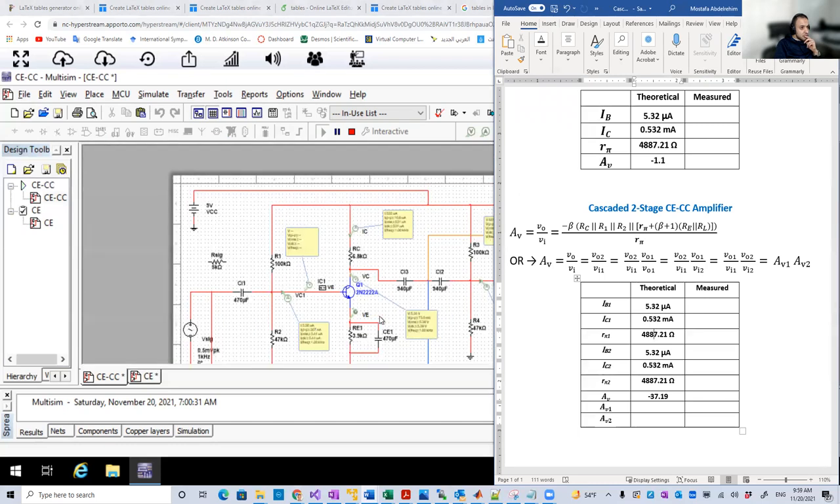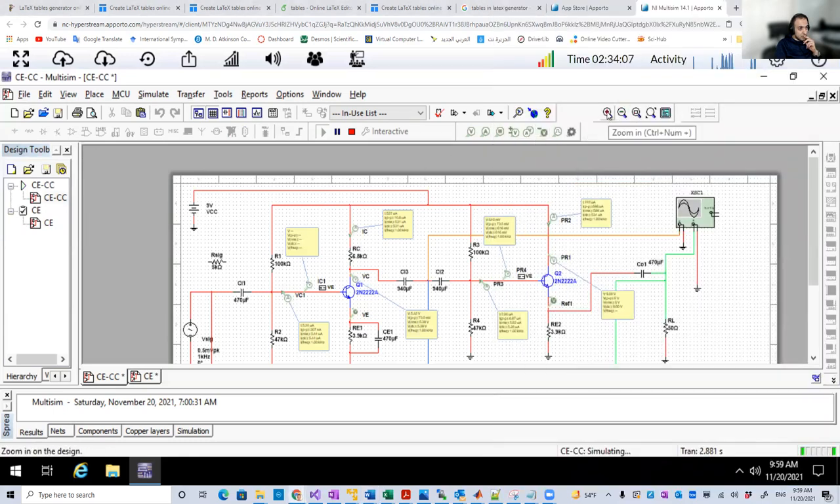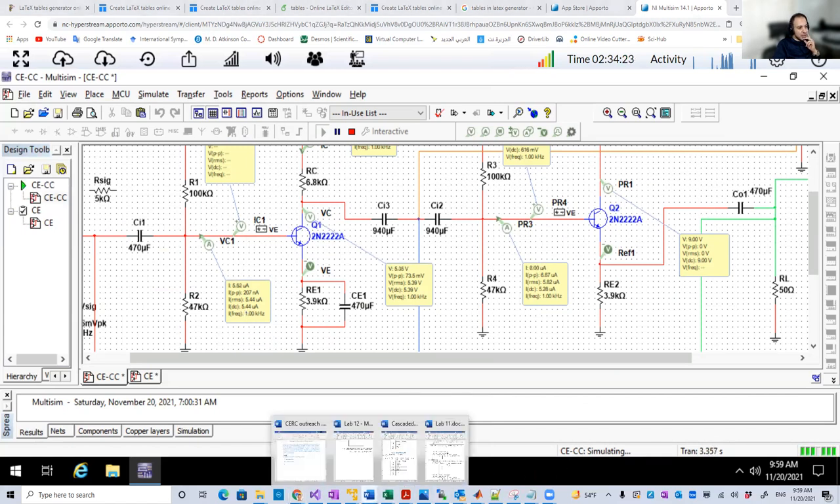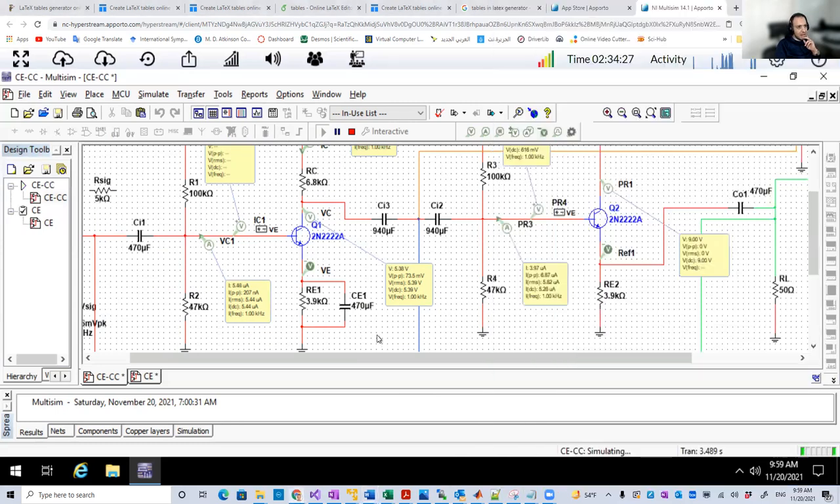Let's zoom. It is 5.44 microamperes, very close. The value here was, let's check, 5.3. It is IB2, the second stage here, 5.28. It should be the same, but because of practical considerations, these capacitors are not perfectly isolating the DC. We model them as open circuit in DC, but they are not so. There is still some very big resistance that allows some DC from the first stage to the second stage and vice versa.